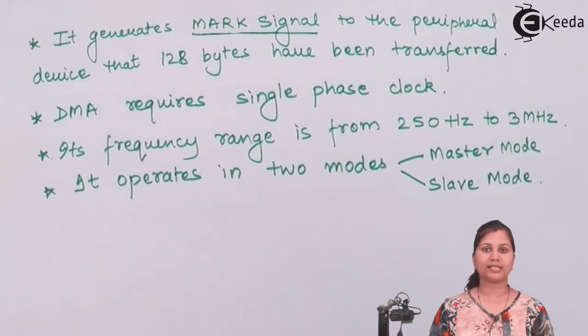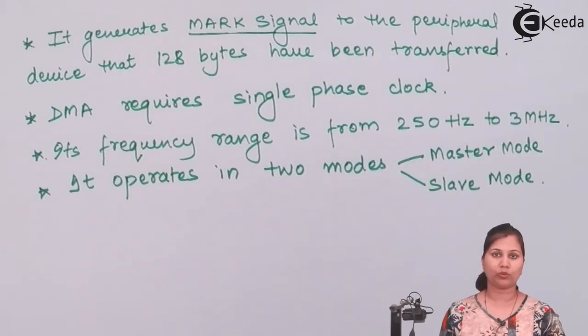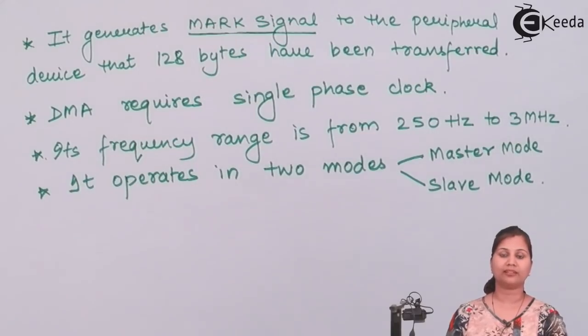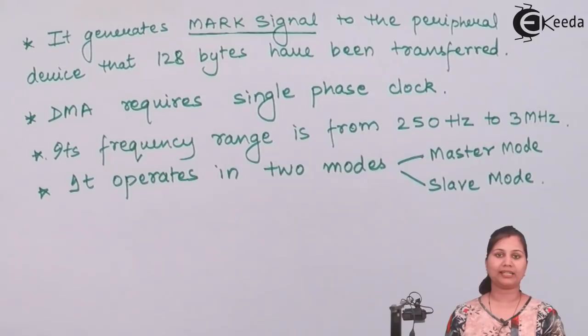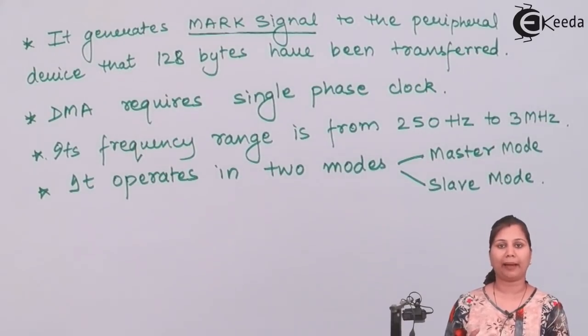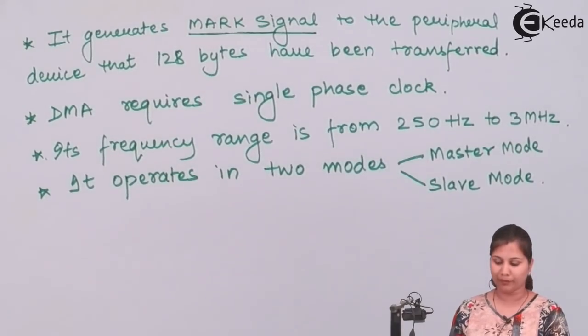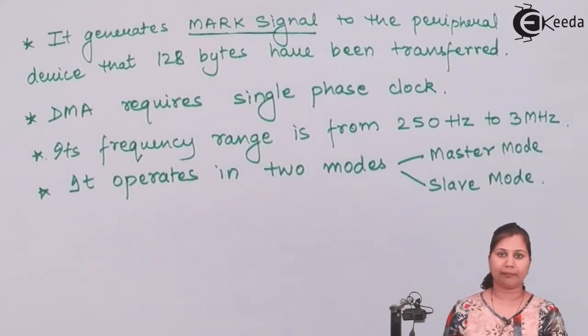Now the second mode is the slave mode. In the slave mode, the control of buses is with the microprocessor, and the microprocessor is going to send the status of the registers, and it is going to send the control word to the DMA. So DMA is acting as a slave to the microprocessor. So first is the master mode, in which the DMA has the control of the buses of the microprocessor, and in the slave mode it is acting as a slave to the microprocessor, and the microprocessor is going to send the data to the DMA controller. Okay, so these are the features of the DMA controller.